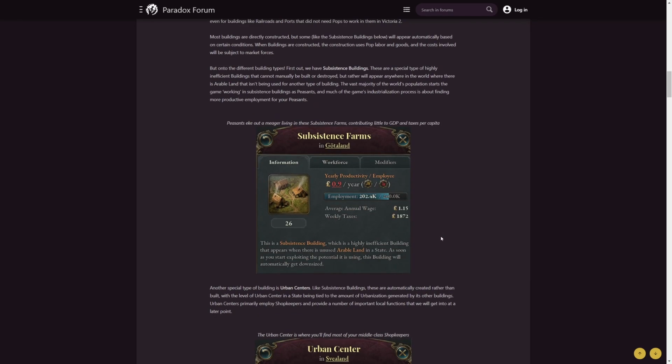Let's go to the second one, which is Subsistence Farms. And I gotta be honest, you do not want these. You want as few of these as possible because they're inefficient buildings, and you don't build these. They just pop out of nowhere. If you have one piece of arable land that is not used, these will pop up and fill with most of your unemployed population, and you will not get that much tax from this, obviously, because it doesn't give that much wage in the first place. So you do not want this.